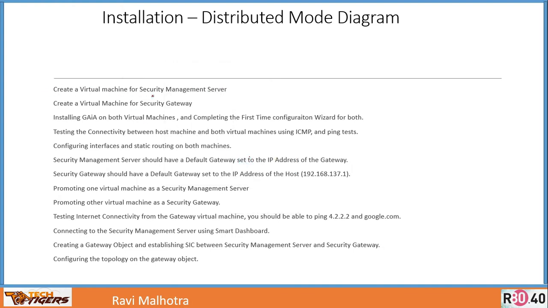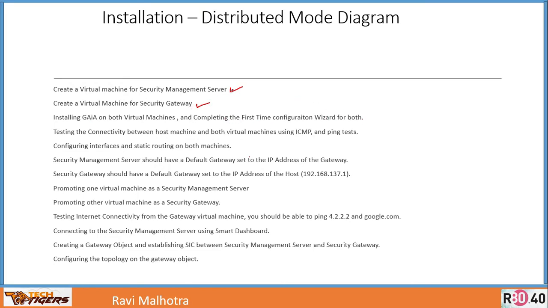So we will create a virtual machine for security management server. Those who have seen all the 10 videos can skip some part, but those who by chance are looking at this video for the very first time, this is basically for them, just because I'm going to redo and just do things again. I will create a virtual machine for security management server. I will create a virtual machine for security gateway. I will install Gaia on both virtual machines, and I will complete first time configuration wizard.